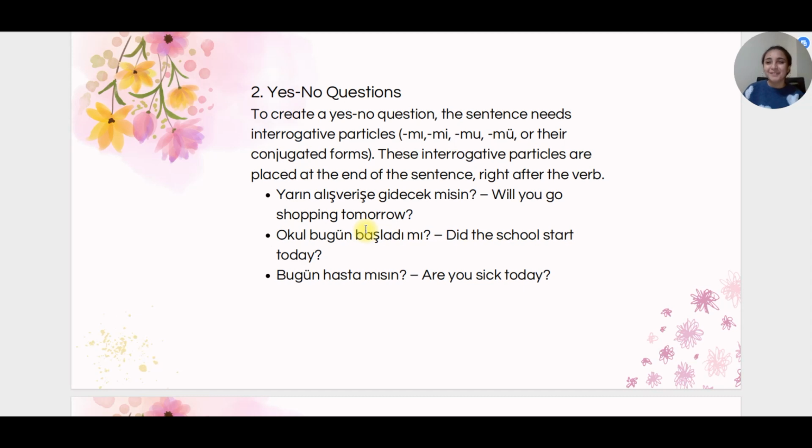Wow! And here, to create a yes or no question, the sentence needs interrogative particles, which are suffixes, or their conjugated forms. These interrogative particles are placed at the end of the sentence. This is important: right after the verb. For example, yarın alışverişe gidecek misin? Will you go shopping tomorrow?